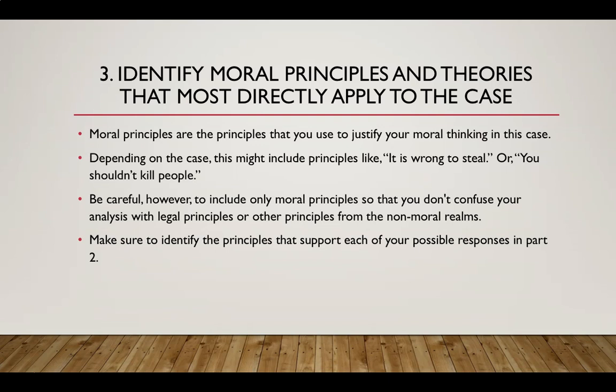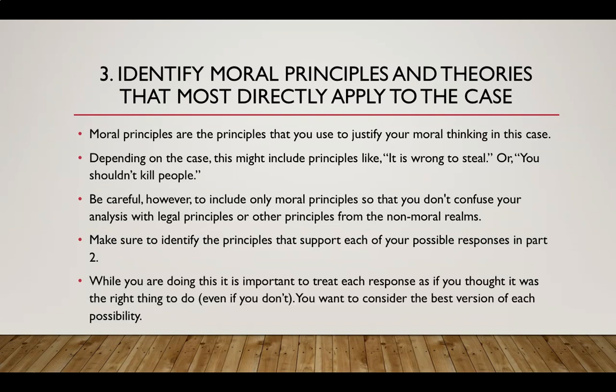Also, make sure to identify the principles that support each of your possible responses in part 2. While you're doing this, it's important to treat each response as if you thought it was the right thing to do, even if you don't. You want to consider the best version of each possibility. So what I mean here is as you work through the possibilities and you're trying to identify the moral principles that would motivate this possibility, you want to make sure that you're taking the possibility seriously, even if you really disagree with it. So again, in the case of Bill, it broke down that there are 2, broadly speaking, ways of approaching it, right?